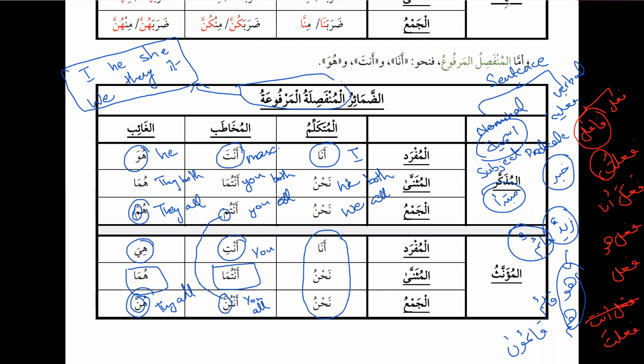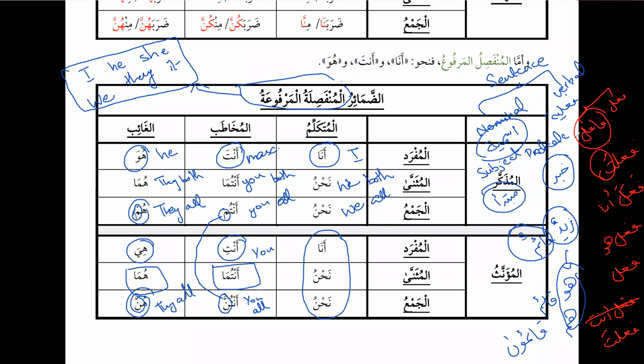When it comes to nominal sentences, when we have مبتدا وخبر, the sentence starts with a ضمير منفصل مرفوع, like هو، أنت، هي وهكذا. But when it comes to the فعل, the verb, you're not going to say فعل هن, they all did. No, you're going to say فعلنا. So that's a separate way that you're going to use it. Al-Muhim, this is just an introduction to where we will be using it, so that you just have an idea of the difference between the two.